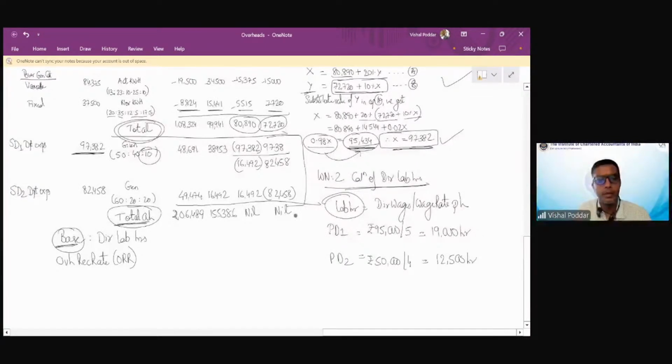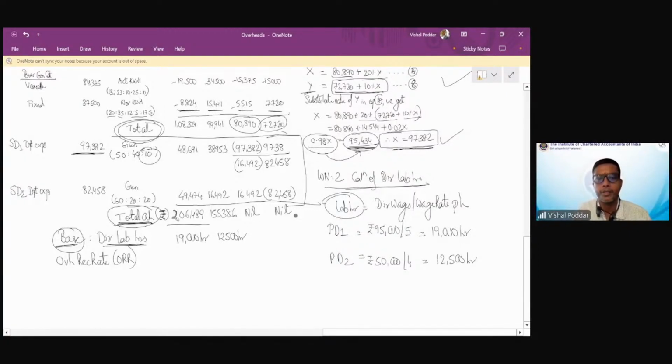These are my overheads. Now I'll put down the labor hours which I've just computed. See, these overheads are figures in rupees. So all my figures of overheads are in rupees. Now here I have 19,000 hours. Here I have 12,500 hours.